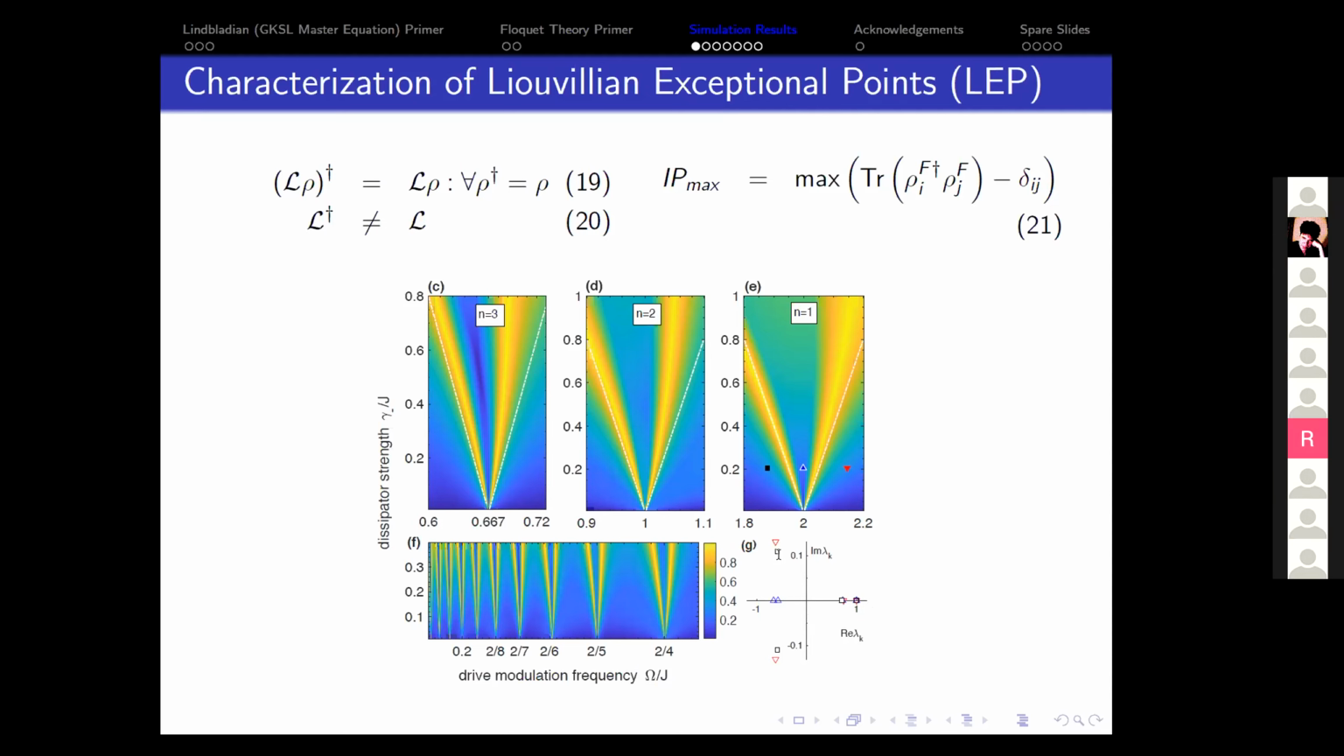So instead, we're going to be looking at the modes of the time evolution operator, taking their inner products, removing the self inner product, and looking at the maximum inner product that we get. As the values go from blue towards yellow, they're going to approach an exceptional point in the Lindblad dynamics.